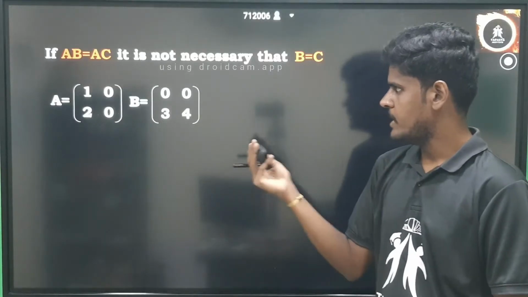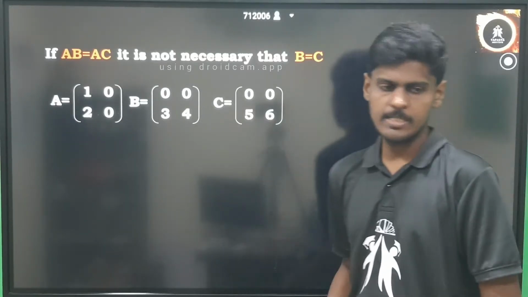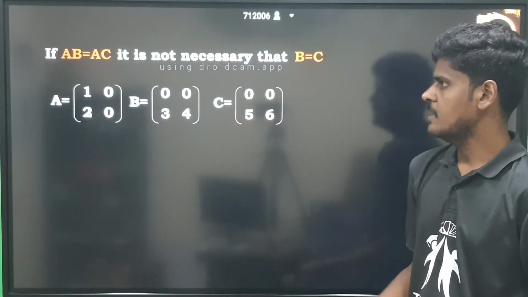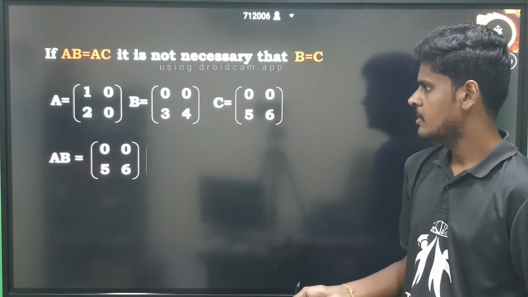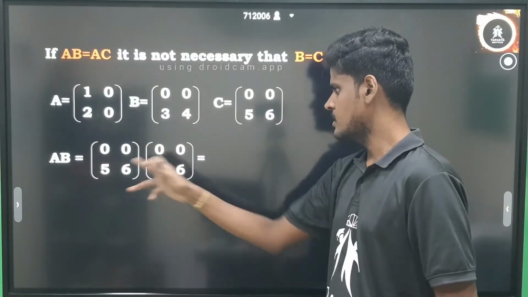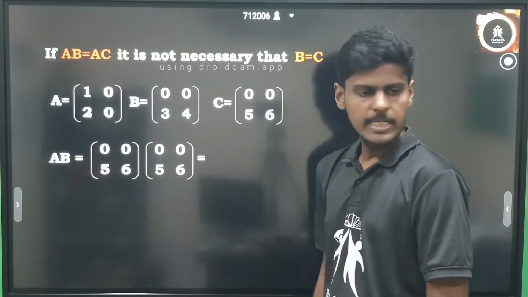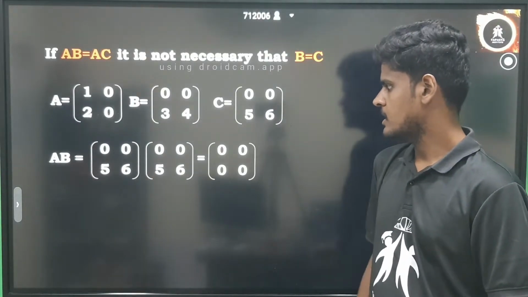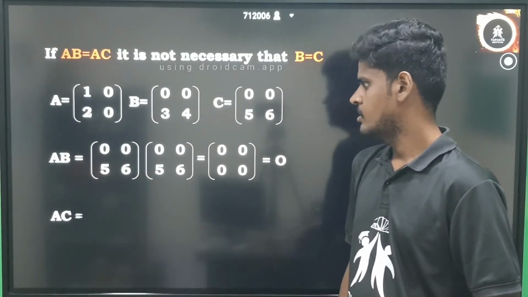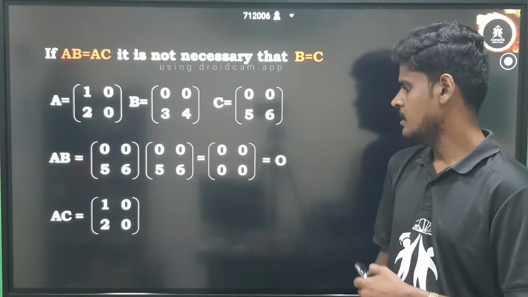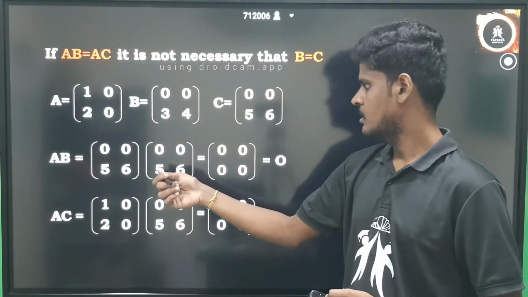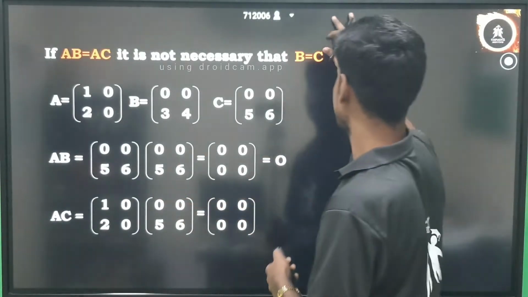A, B matrix is this, C matrix is given by this. So we want to find AB and AC. What is AB? Multiply the two matrices. Sorry, I made a mistake. It is given wrongly. Printing mistake.